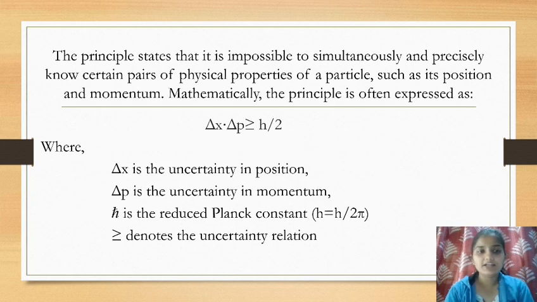The Heisenberg uncertainty principle states that it is impossible to simultaneously and precisely know certain pairs of physical properties of a particle, such as its position and momentum. Its mathematical formula is delta x times delta p is greater than or equal to h bar divided by 2, where delta x is the uncertainty in position, delta p is the uncertainty in momentum, and h bar is the reduced Planck's constant, that is h bar equals h divided by 2 pi. Greater than or equal to denotes the uncertainty relation.